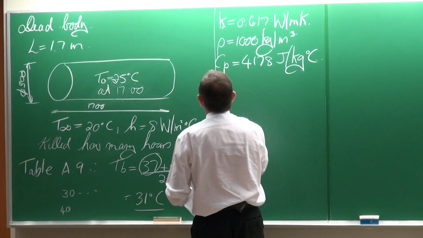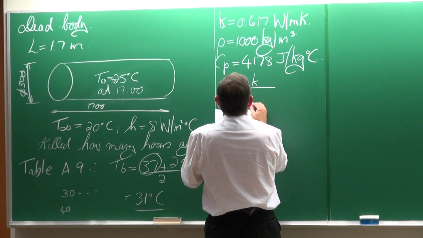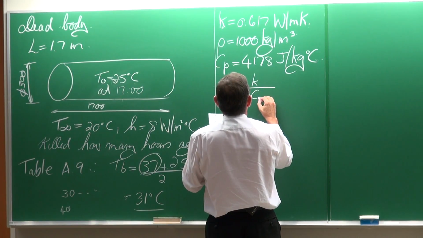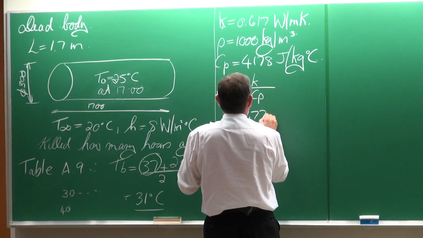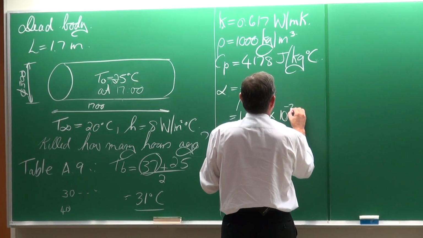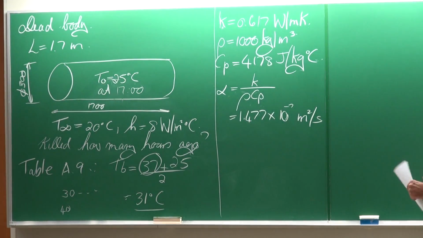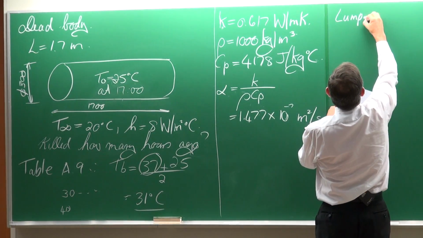And then we can also go and calculate alpha. I cannot remember if it is given in the textbook, but in some cases it will be. It is equal to k divided by rho Cp, and that is equal to 1.477 multiplied by 10 to the minus 7 meters squared per second. Okay. So now we have all the properties that we need. So let's start by using the lumped system approach.